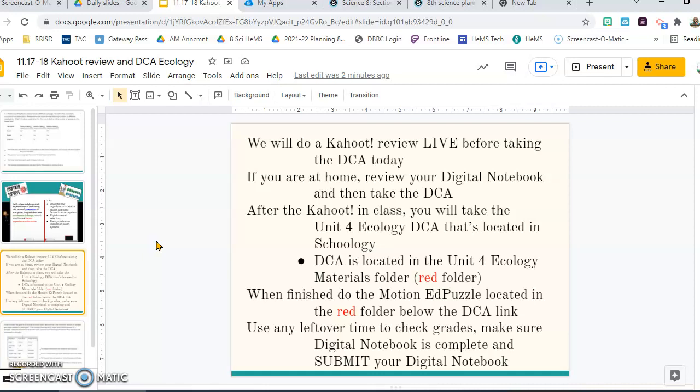When you finish, do the Motion Ed puzzle located in the red folder below the DCA link, and use any leftover time to check grades, make sure your digital notebook is complete, and submit that notebook.